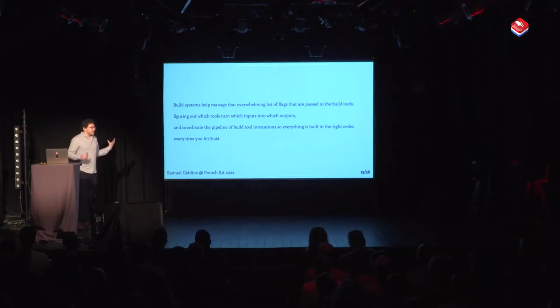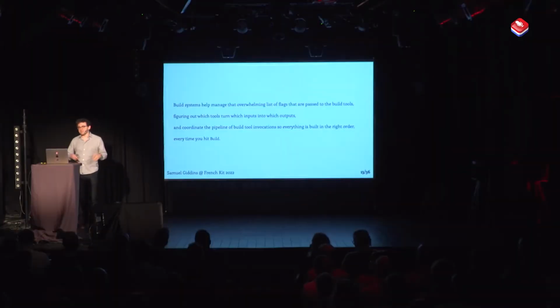So getting back to our question of why do we need build systems? Build systems help manage that overwhelming, and it truly was overwhelming, you saw that last slide, list of flags that you pass to build tools. It figures out which tools turn which inputs into which outputs, and it coordinates that pipeline of build tool invocations so that everything is built in the right order every time you hit the build button in Xcode.